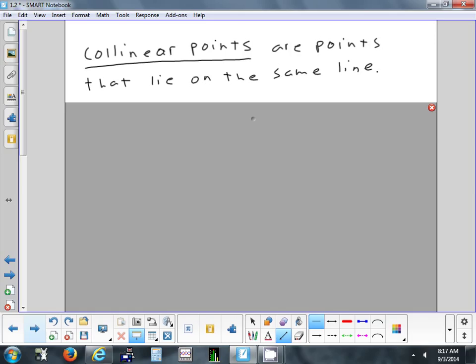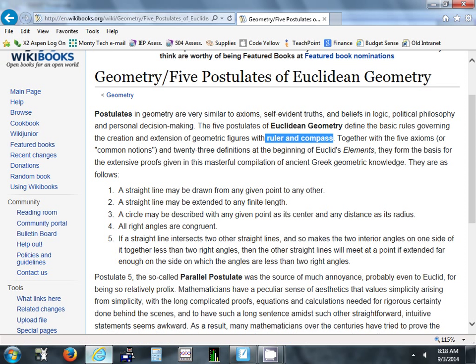Okay, so here's a question to think about a little bit. If I give you 2 points, only 2 points, are they always collinear? If I give you just 2 points, what do you think? Yes, you can always draw a line between the two. Absolutely. That was one of the first postulates in Euclid's postulates. You can always draw a straight line between any 2 points. So if I give you 2 points, they're always collinear.